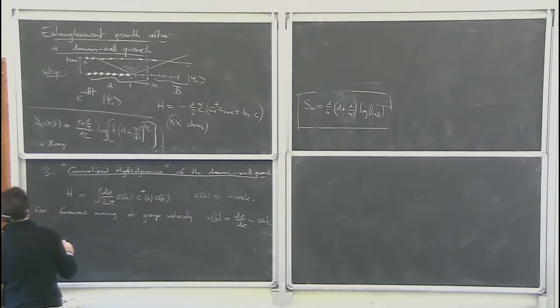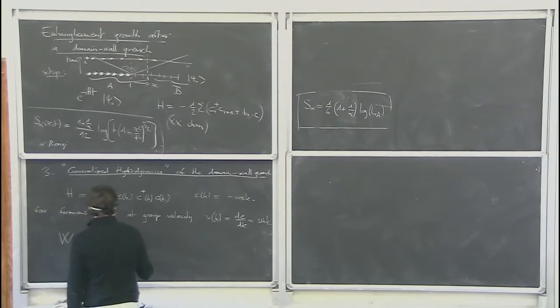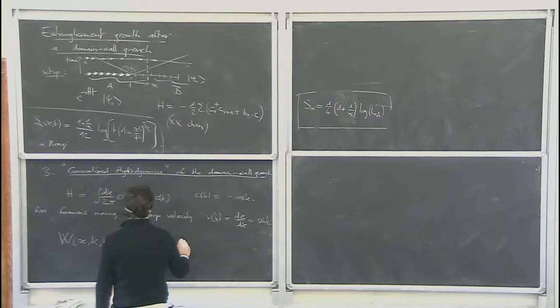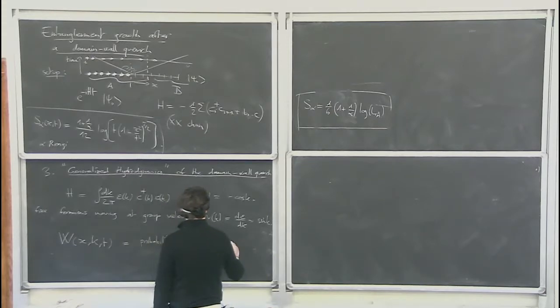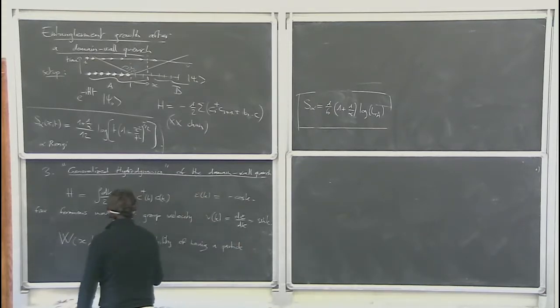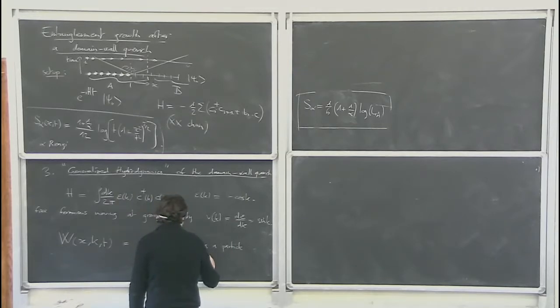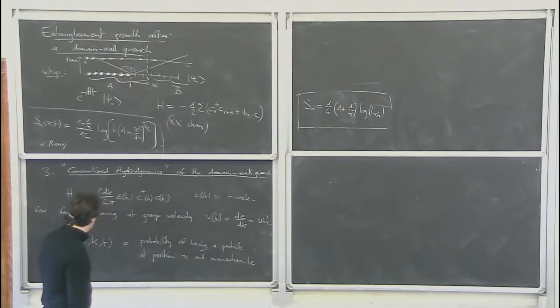So we can say, let's look at an object, which I'm going to call W of x, k, and t, which is semi-classically the probability of having a particle, a fermion, at position x and momentum k in my system at time t.